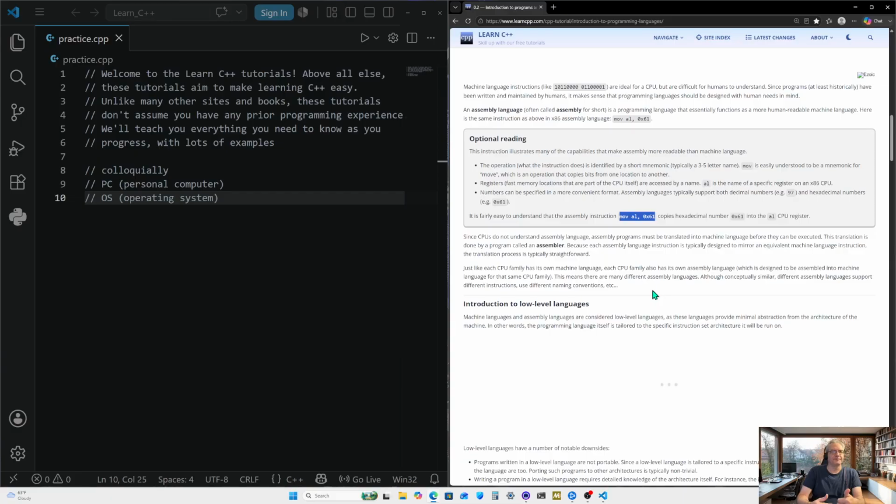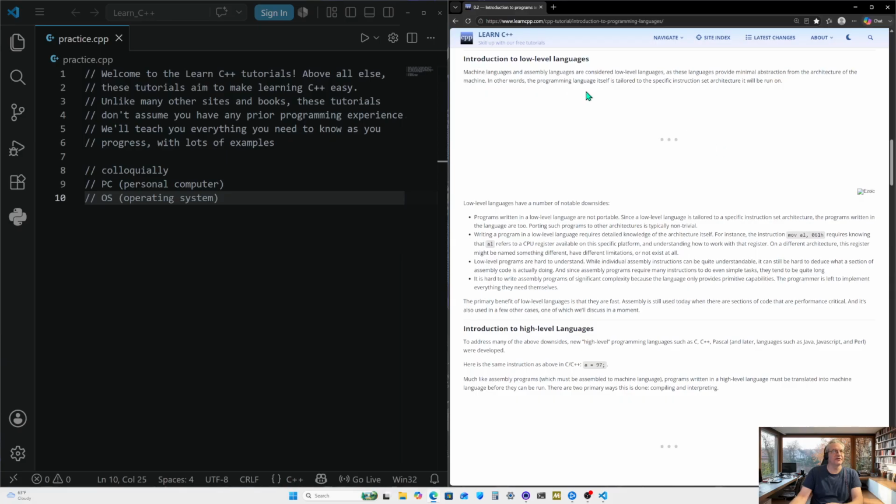Which is also why, when you look at the details of programs, they tell you what is required in order for that program to work properly. If that makes any sense. It kind of does to me, but I'm still working on it. This means that there are many different assembly languages, although conceptually similar. Different assembly languages support different instructions, use different naming conventions, etc., which is pretty much what I just said.